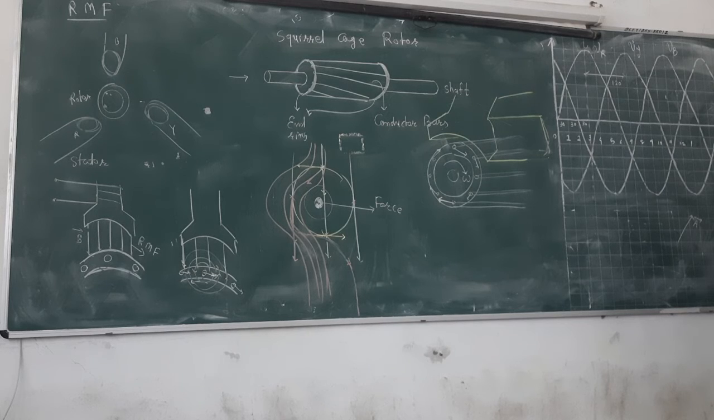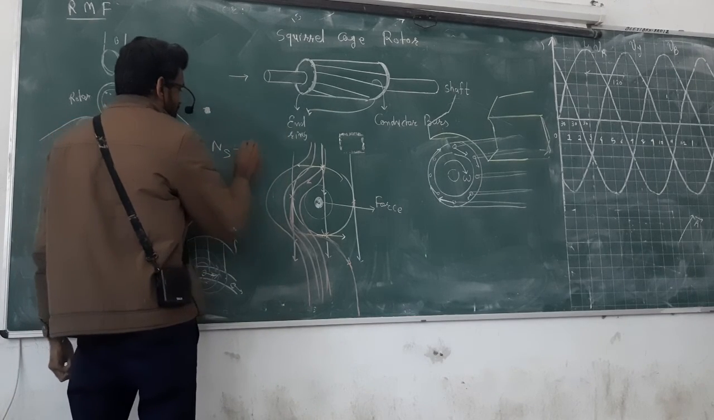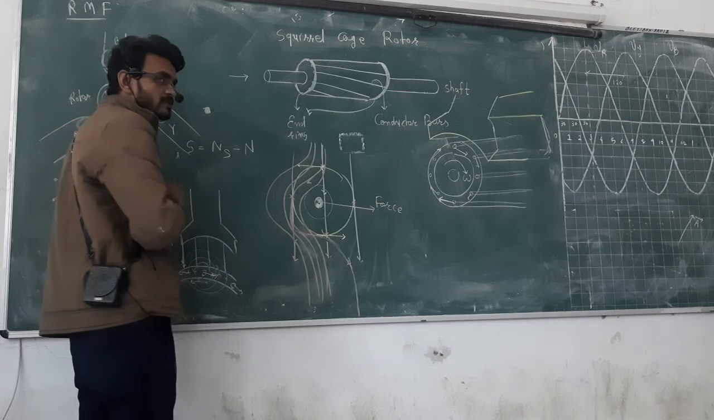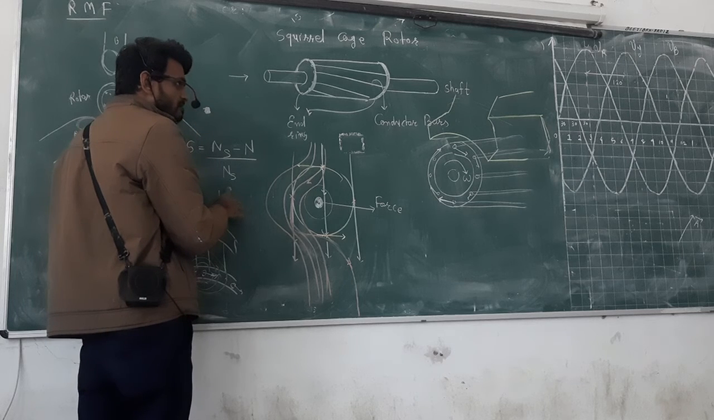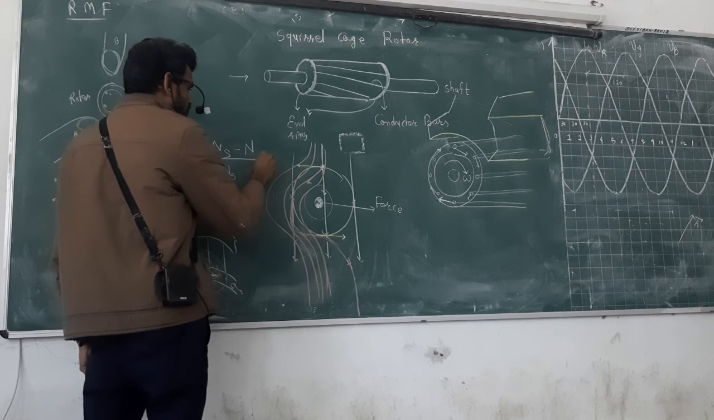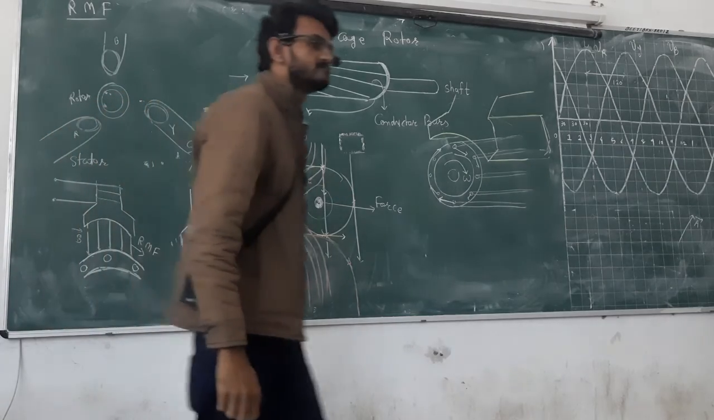Next time we will discuss that the relative velocity is called slip. The rotating magnetic field speed is called synchronous speed, Ns. The rotor speed is called N. Slip is the relative difference: Ns minus N is the relative velocity. Sometimes we take it with respect to Ns, so it becomes between 0 and 1. Then we multiply by 100 for percentage. This is called percentage slip.